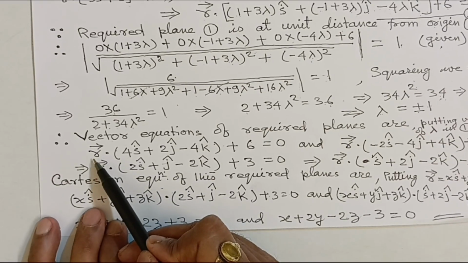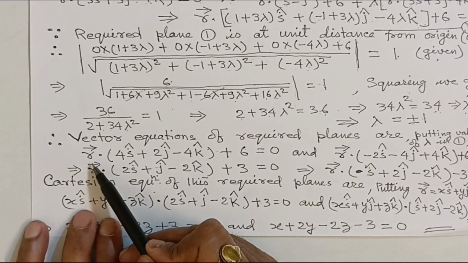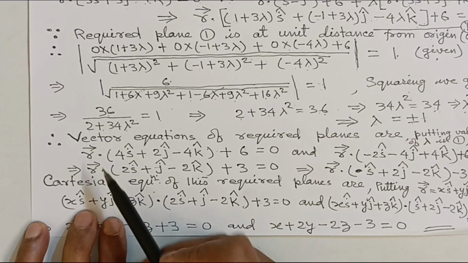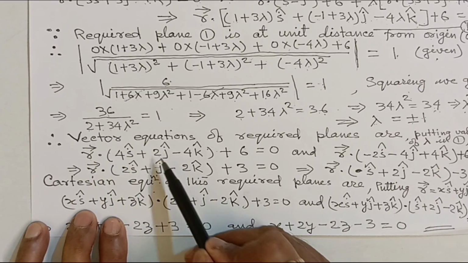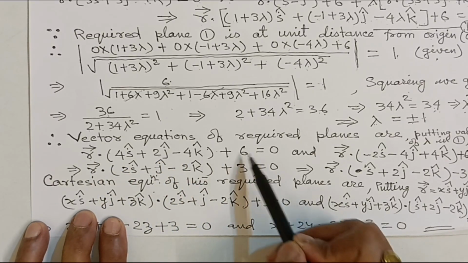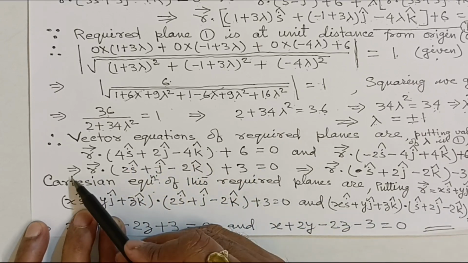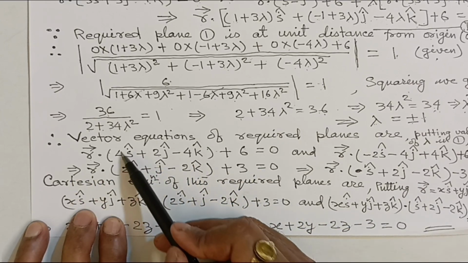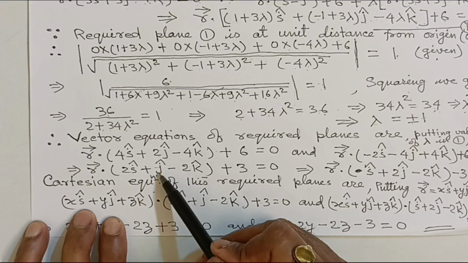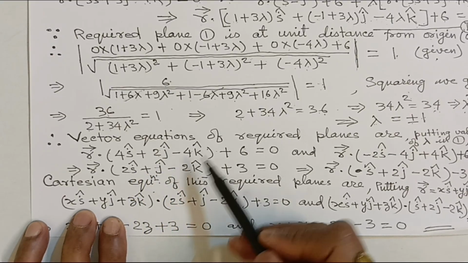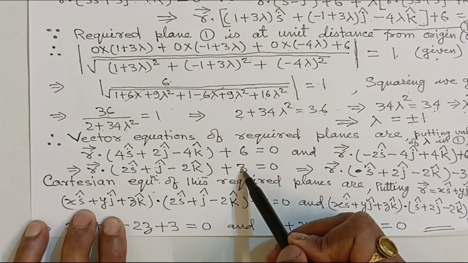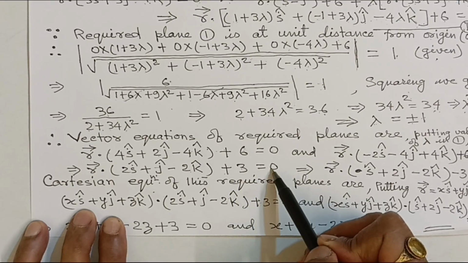Vector equation here: vector r dot 4i plus 2j minus 4k plus 6 is equal to 0. Dividing by 2, we get vector r dot 2i plus j minus 2k plus 3 is equal to 0.